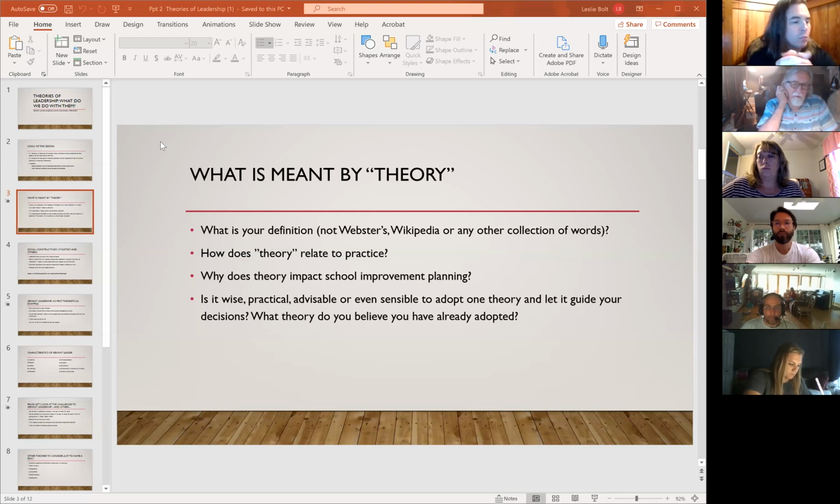And so in my mind, theory relates to practice only in so much as practice demonstrates that the theory has merit. And if practice doesn't demonstrate that the theory has merit, then that theory is, in my mind, flawed or stinks or whatever term you want to put on it. But it's not a great theory because it doesn't work.